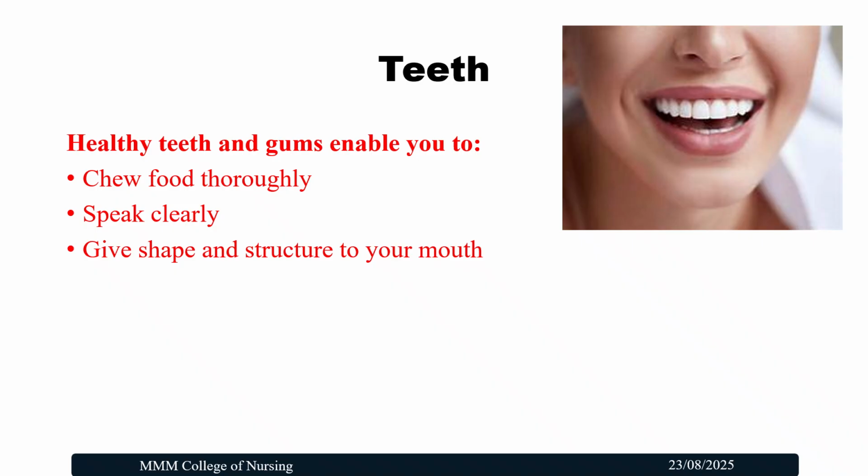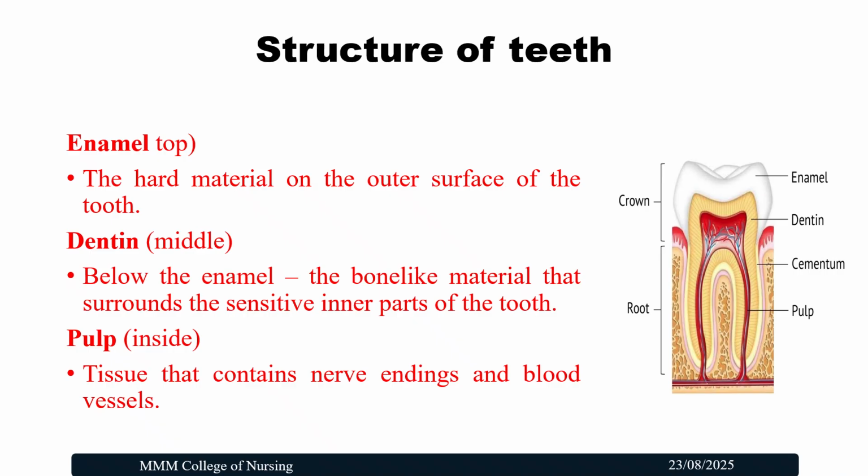Coming to the teeth. Healthy teeth and gums enable you to chew foods thoroughly, speak clearly, and give shape and structure to your mouth. The structure of the tooth is enamel, dentin and pulp. Enamel is the hard material on the outer surface of the tooth. Dentin is the middle one. Below the enamel, it is the bone-like material that surrounds the sensitive inner parts of the tooth. Pulp is the inside part, tissue that contains nerve endings and blood vessels.